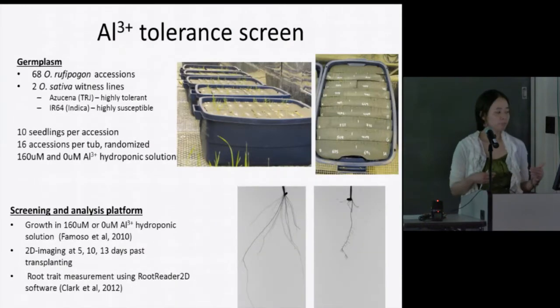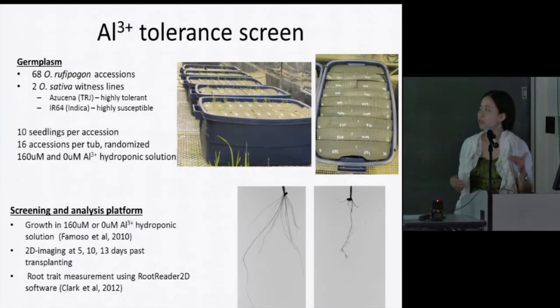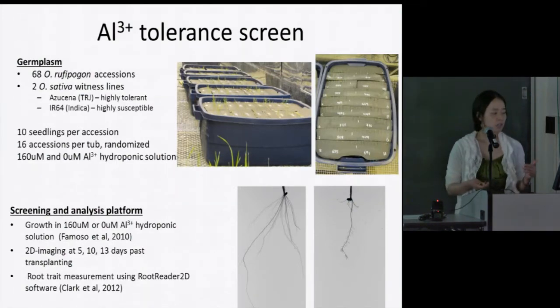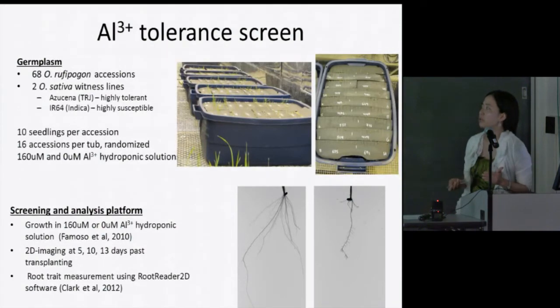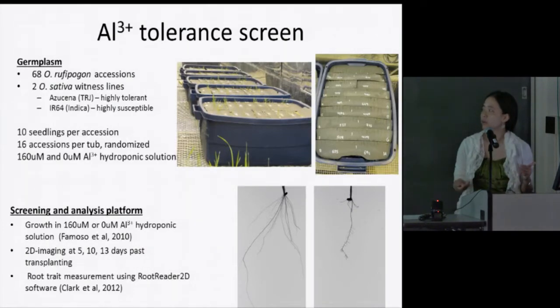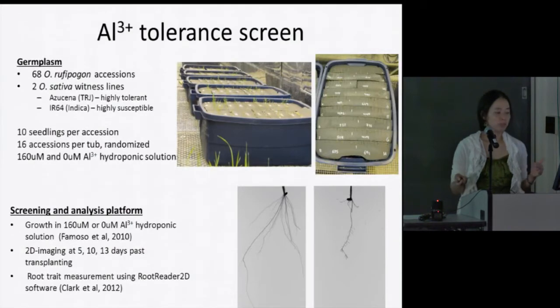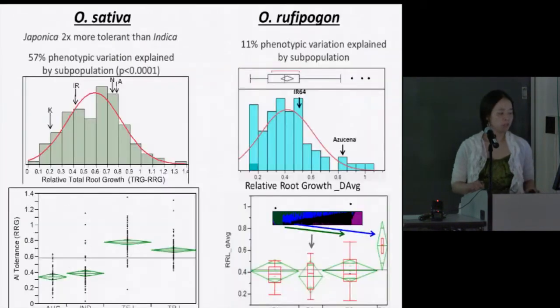And then took images of these seedlings at 5, 10, and 13 days past transplanting into solution. And thanks to the imaging and analysis platform developed by Randy Clark, we're able to semi-automatically extract the root trait measurements from photographs using RootReader2D software that Randy developed.